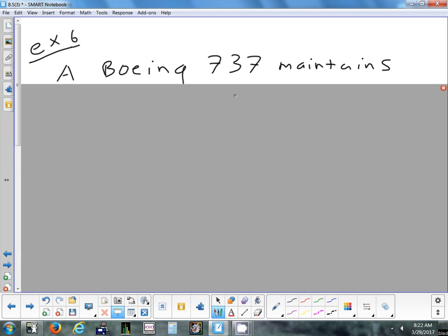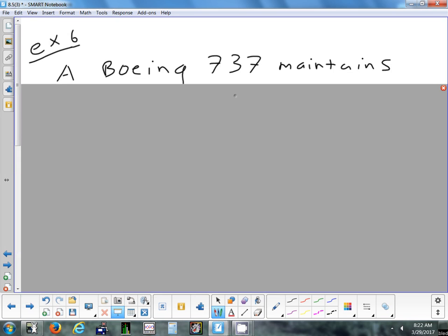Okay, this is going to be a velocity vector, and I think from yesterday you're already going to know how to do it. So what we're going to basically look at is a plane that's flying and the wind is going to blow it. I want to know how the wind is going to affect the speed of the plane and how it's going to affect the direction.